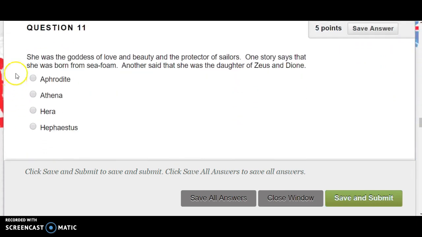Question 11. She was the goddess of love and beauty and the protector of sailors. One story says that she was born from sea foam. Another said that she was the daughter of Zeus and Dione. Aphrodite, Athena, Hera, Hephaestus.